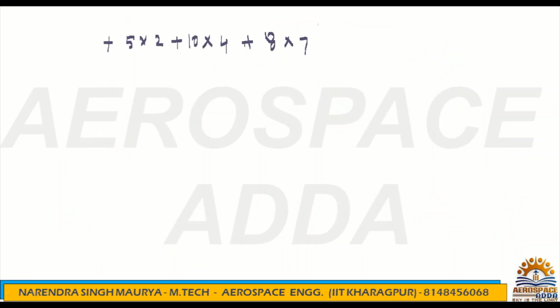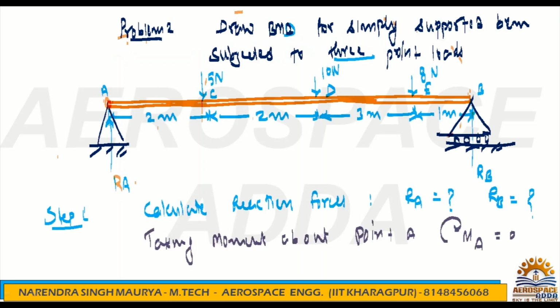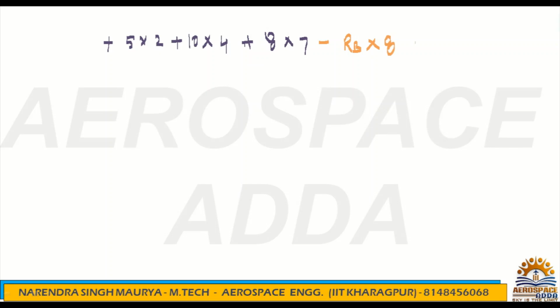So 8 into 7, and RB will be the anti-clockwise moment. So RB into the distance from point A, which is 2 plus 2, 4, plus 3, 7, plus 1, that is 8. So it is equal to 0. Now if you say RB, right?